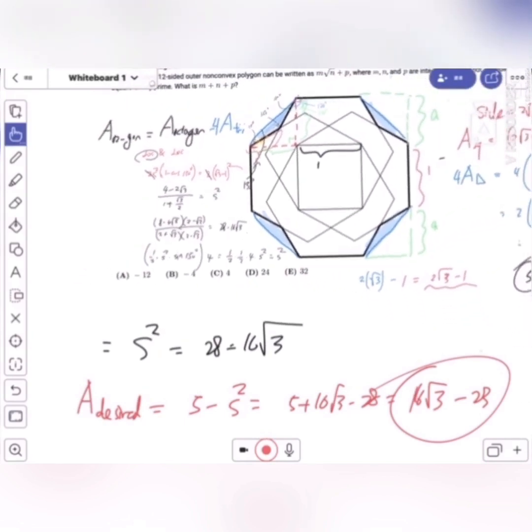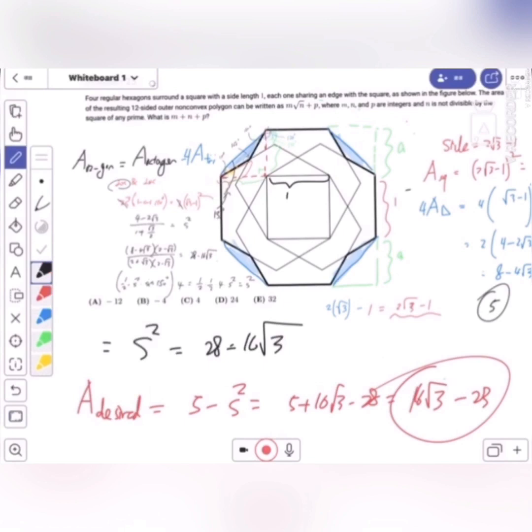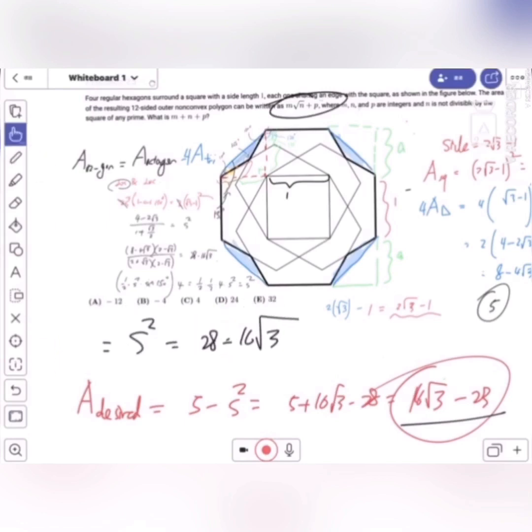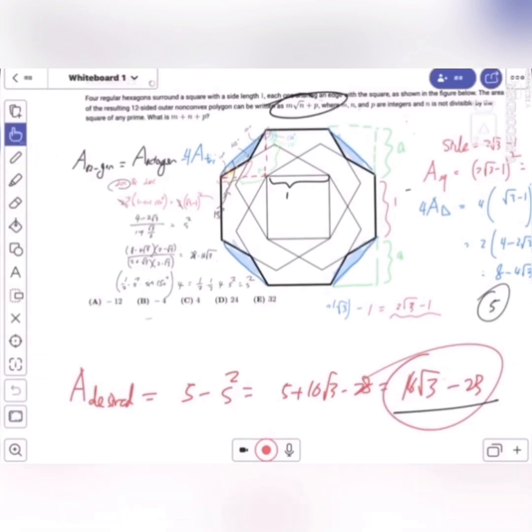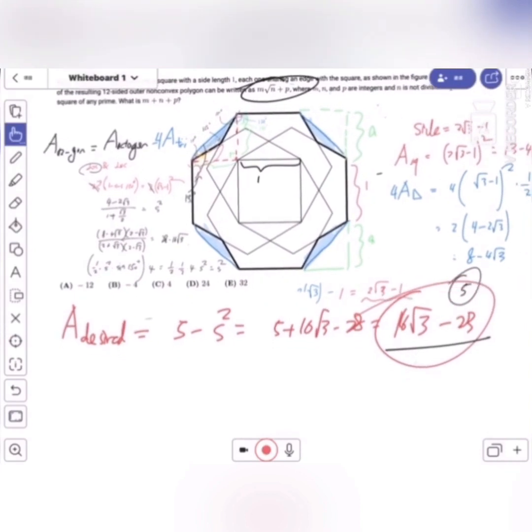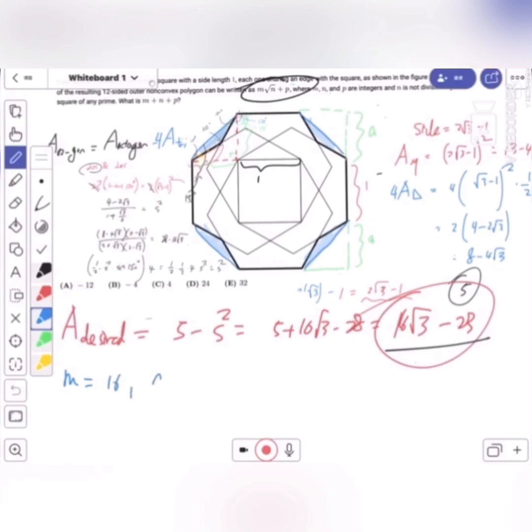But remember that we want m times square root of n plus p. So in this form, p is equal to -23 in this case. Don't be tricked here, because they often like to throw this kind of trick in. So now we have m equal to 16, n equal to 3, p equal to -23. So m plus n plus p is just equal to -4. And this, I believe, appears in our answer choices. So B is our final answer.